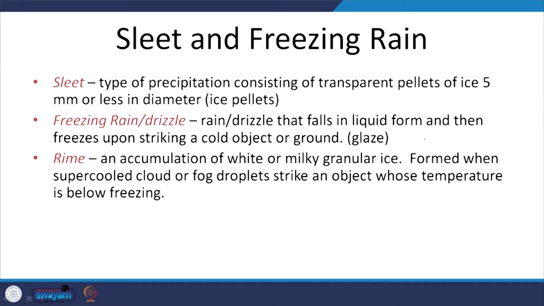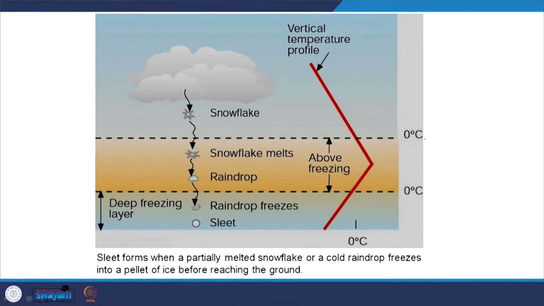So, freezing rain or drizzle is rain or drizzle that falls in liquid form and then freezes upon striking a cold object on the ground, and it is called freezing rain. So, it of course arrives in the liquid form, but it freezes upon hitting an even colder object, right. Rime is an accumulation of white or milky granular ice formed when supercooled cloud or fog droplets strike an object whose temperature is below freezing. So, you have liquid water, but when it touches an even colder surface, you get to see what is called the rime, right.